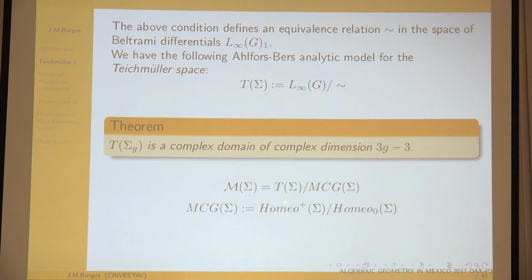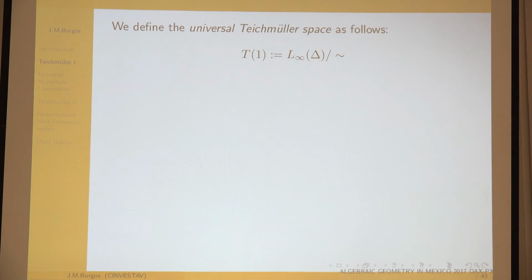Well, and naturally, the relationship with the moduli space is like this. The quotient of Teichmüller space by the mapping class group action gives the moduli space, and the mapping class group is the quotient of the positively oriented homeomorphisms by the ones isotopic to the identity. And if we see the moduli space as a stack, we can say that the mapping class group is actually the fundamental group.